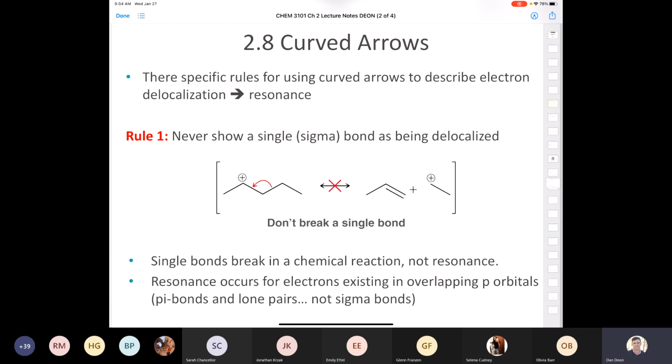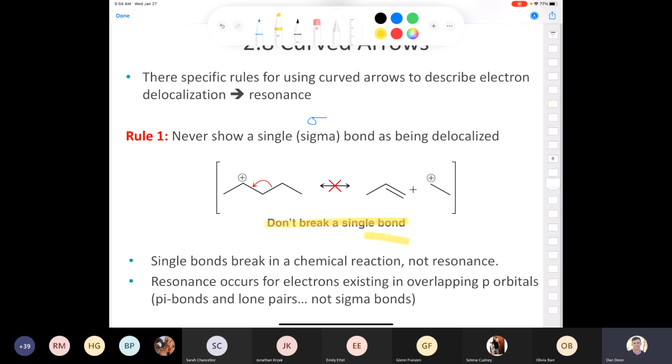Rule number 1, never show a single bond, which is, again, a sigma bond, right? Never show a sigma bond as being delocalized. So in other words, that's a very fancy way of saying don't break a single bond. Okay, we're never going to see that. Will we see single bonds being broken in this class? Absolutely. In chemical reactions. Okay, in a chemical reaction, not in resonance. We're never going to see that happen in resonance.